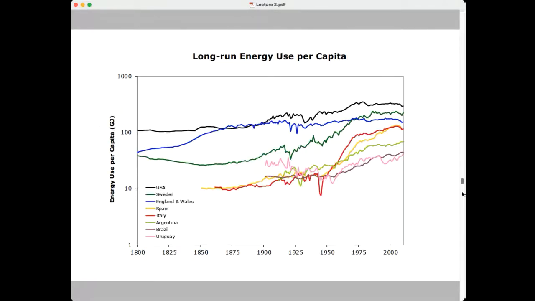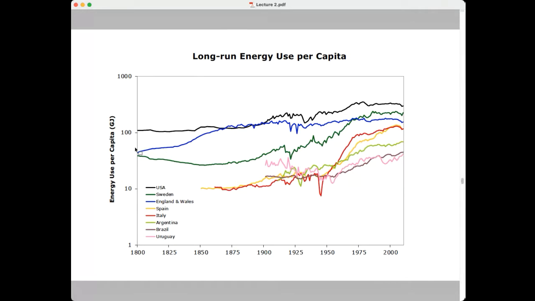If we look over the very long span of history, going back to 1800 here, and for Britain, there's data from back to 1560 at least, if not earlier, being reconstructed. British GDP now goes back to 1270, I think.